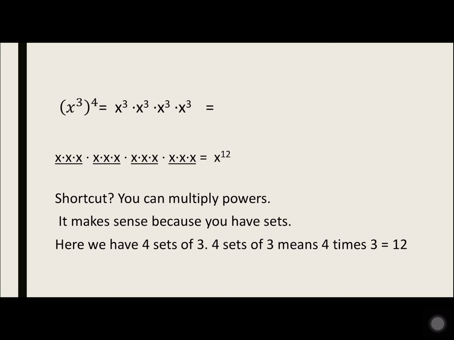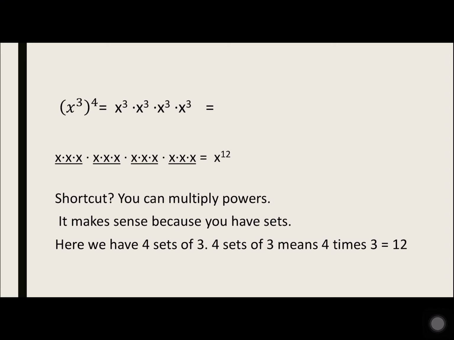X to the third raised to the fourth would mean write x to the third times x to the third times x to the third times x to the third. Each of those mean write 3. Notice I have 4 sets of 3, so I have 12.